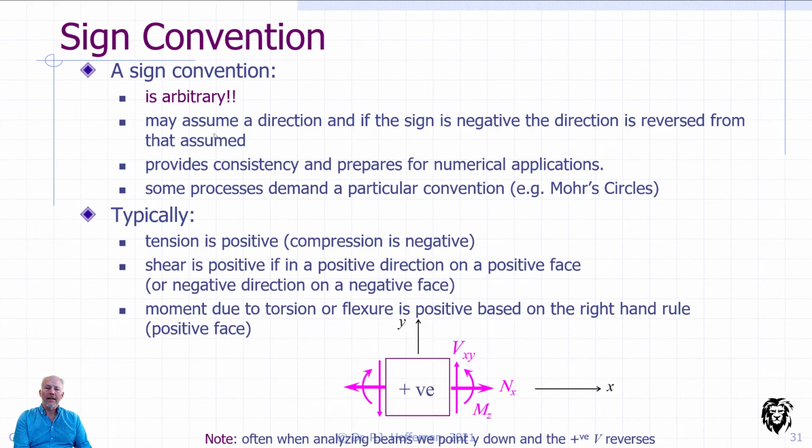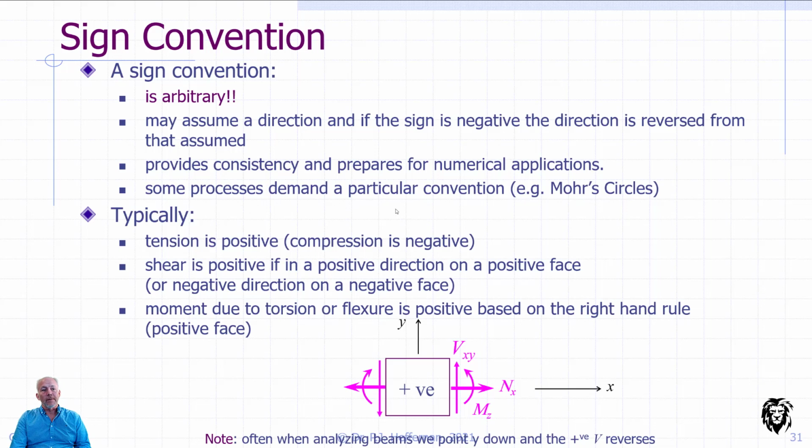So we apply the sign convention as per the manner in which we drew it on our free body diagram. And then when we get to the result, if we have a negative answer, we're just going to have to reverse the direction of the arrow. This provides consistency and prepares us for numerical applications, which have a very rigid sign convention so that the computers can interpret these calculations effectively.